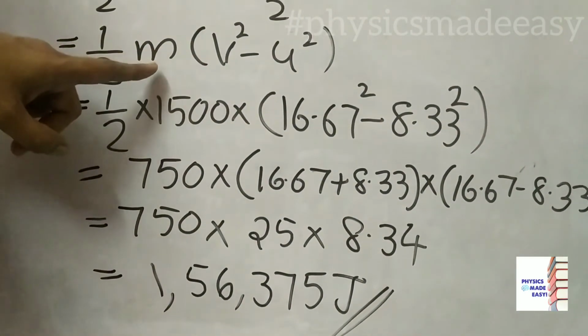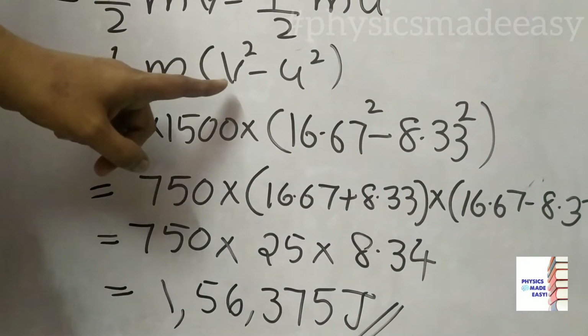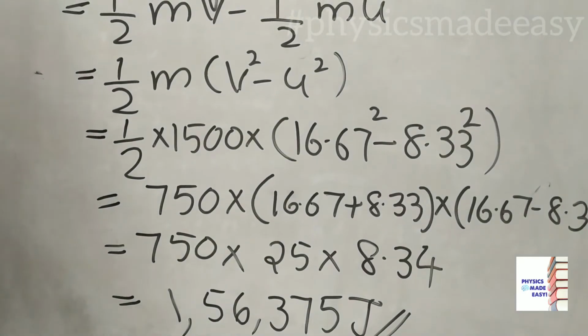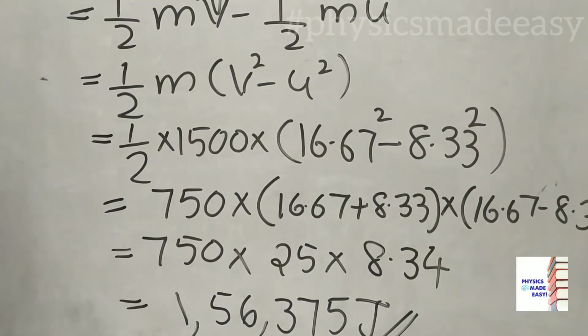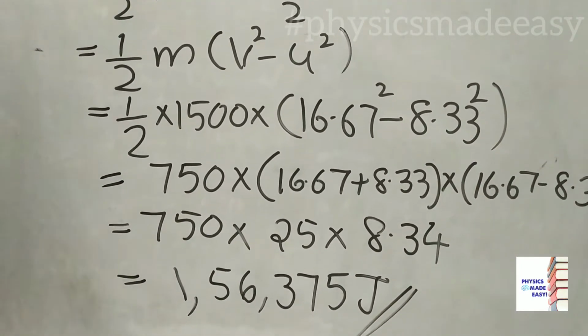Children, this point you have to keep in your mind. If this equation is half m into v square minus u square, there is no need to find the square of the velocities. Directly you can apply that a square minus b square is equal to a plus b into a minus b. Then your calculations will be very easy.